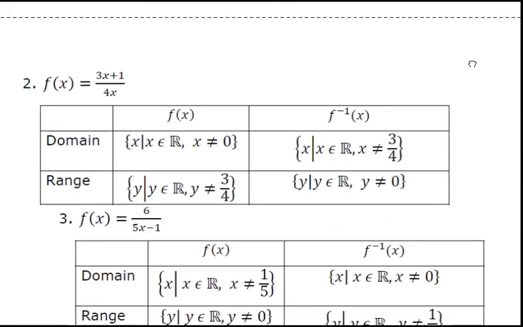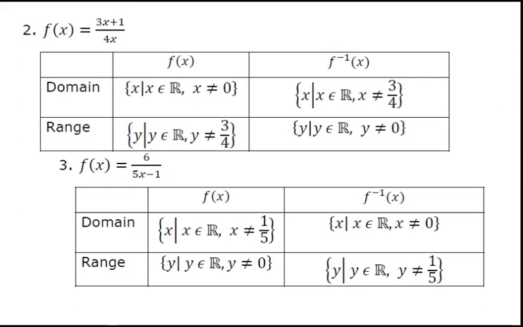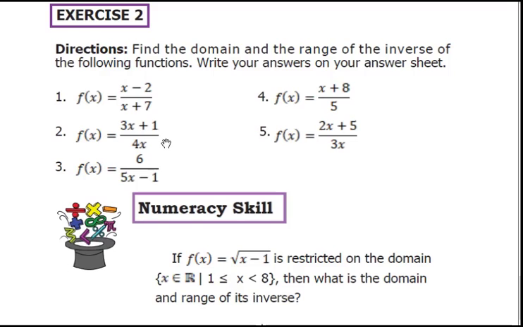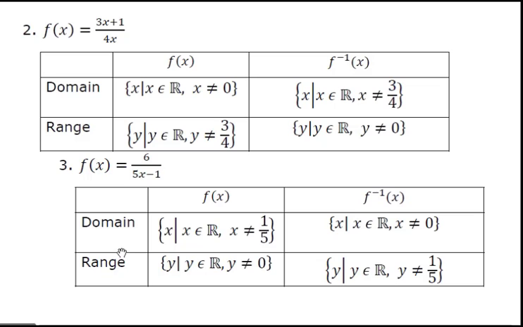Moving on to exercise number 2 of exercise 2: f of x equals 3x plus 1 all over 4x. Solution. By inspection again, set x equals 0; x should not be equal to 0 because that will make the function f of x undefined. So the domain of the function is all reals except 0. For the range, we have the set of all y's such that y is a real number and y should not be equal to 3/4.